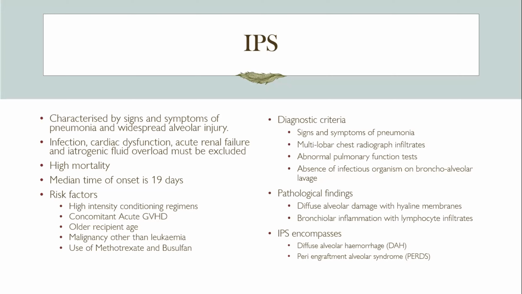methotrexate and busulfan. Diagnostic criteria include signs and symptoms of pneumonia, multilobar chest radiograph infiltrates, abnormal pulmonary function tests, and the absence of an infectious organism cultured on bronchoalveolar lavage specimens. Pathologically, biopsies often show diffuse alveolar damage with hyaline membranes, bronchiolar inflammation, and lymphocyte infiltration. It's thought that diffuse alveolar hemorrhage and peri-engraftment respiratory distress syndrome are actually part of IPS, but some texts describe diffuse alveolar hemorrhage on its own.